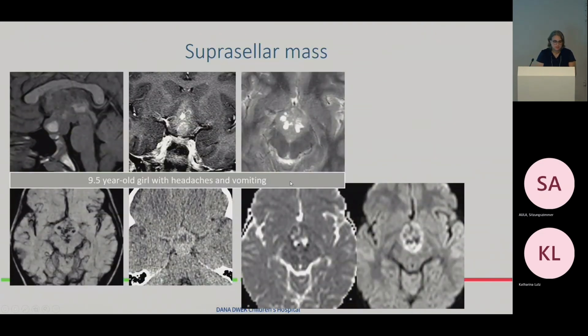Here's another case of a 9.5-year-old girl with headaches and vomiting, and there is this large heterogeneous mass in the suprasellar region. Is this a craniopharyngioma? Well, there were a few things that made us think that there is a differential diagnosis here. First of all, on the diffusion-weighted imaging, there was some restriction we don't see usually with craniopharyngioma. And both on MRI and CT, we saw some blood products, but we didn't see gross calcifications. And this turned out to be a germ cell tumor.